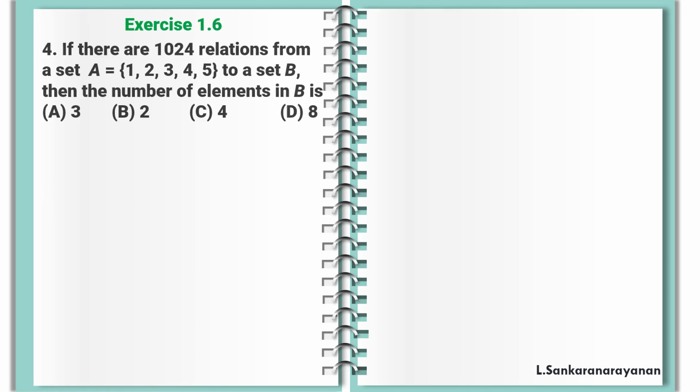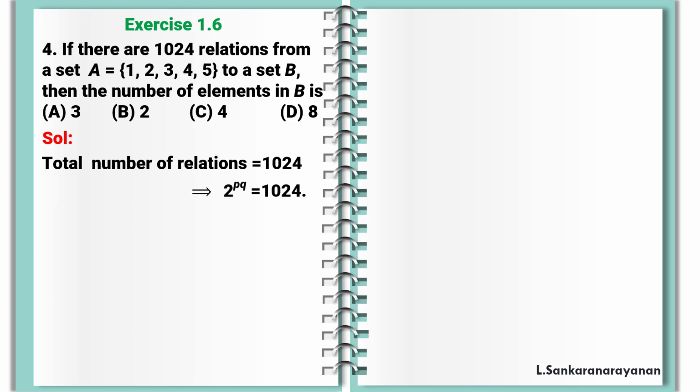Exercise 1.6, question number 4. If there are 1024 relations from a set A equal to {1, 2, 3, 4, 5} to a set B, then the number of elements in B is, 4 choices are given. Now, let us find the solution. Total number of relations equal to 1024. This means what? 2 power pq equal to 1024. Here, what is p? n(A), that is equal to 5. q equal to n(B). We are going to find that.